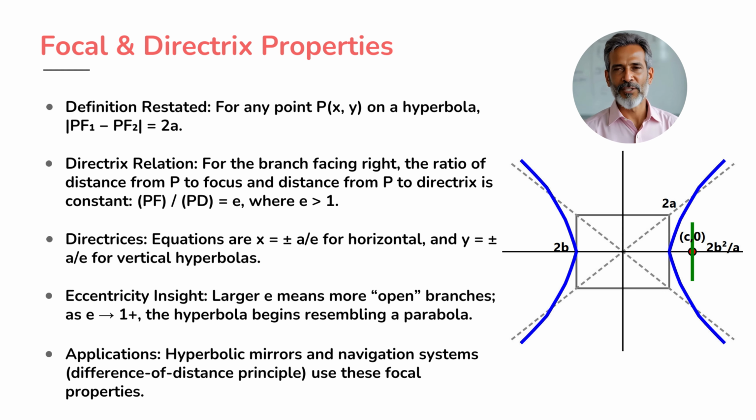The equations of the directrices are simple. x equals plus or minus a by e. The bigger the eccentricity, the more the branches open up. And as it gets just a bit above 1, the hyperbola starts to resemble a parabola.